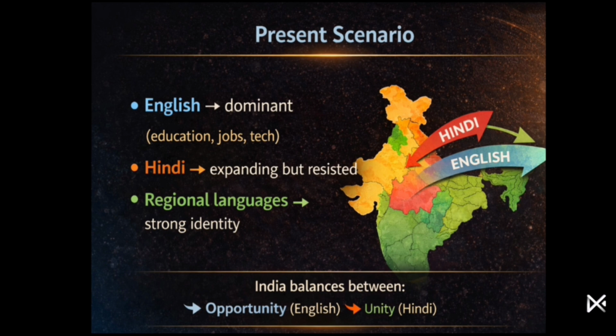And finally, regional languages remain very strong. They are deeply connected to culture, history, and emotion. India officially recognizes 22 languages, and according to the census, there are thousands of languages and dialects spoken across the country. So this clearly shows how diverse India really is. So today, India is balancing between English as opportunity, Hindi as unity, and regional languages as identity, and that is why language in India is not just communication. It is power, politics, and identity.